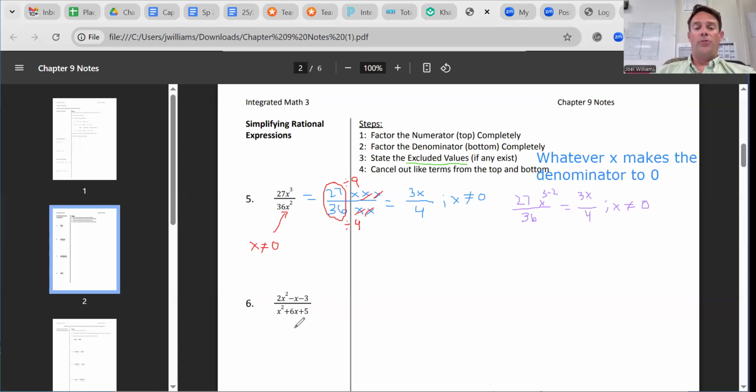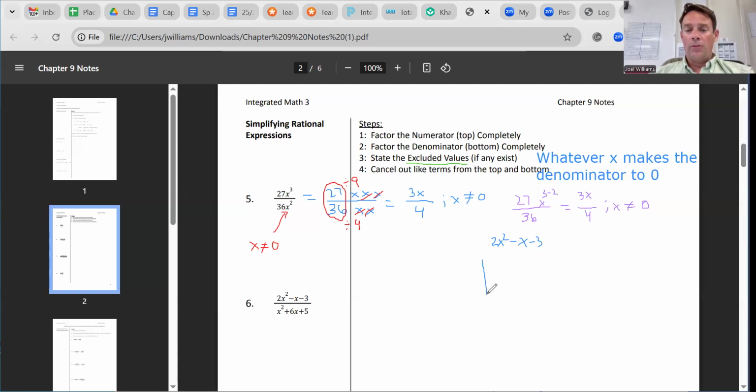So let's take a look at this other one here. 2x squared minus x minus 3. Now notice, these are going to require you to do a lot of factoring. You guys are factoring. You are fantastic factorers here at Whitney, so I'm not worried about it at all. But we do need to go ahead and factor both the top and the bottom so we can actually see what it looks like. So we have 2x squared minus x minus 3.